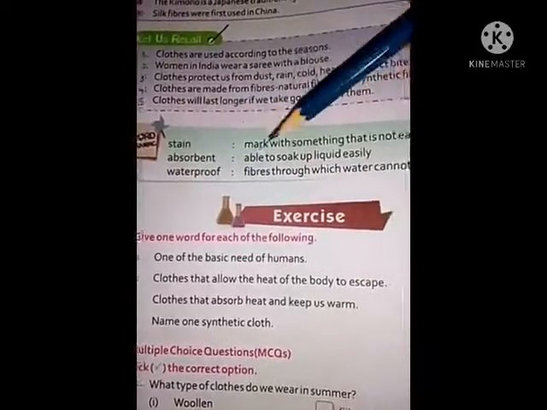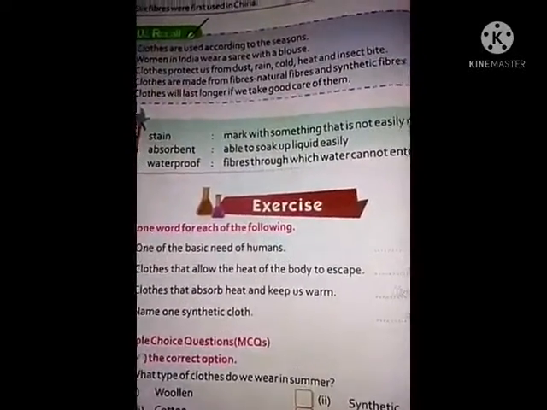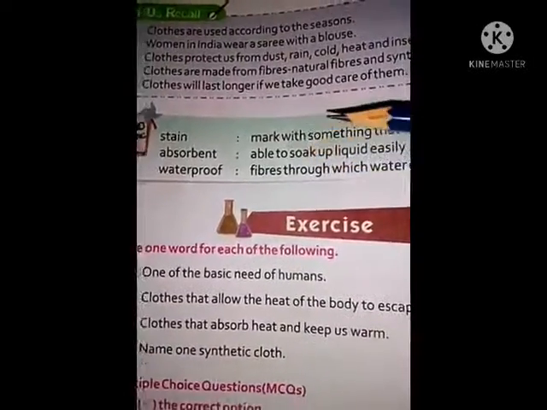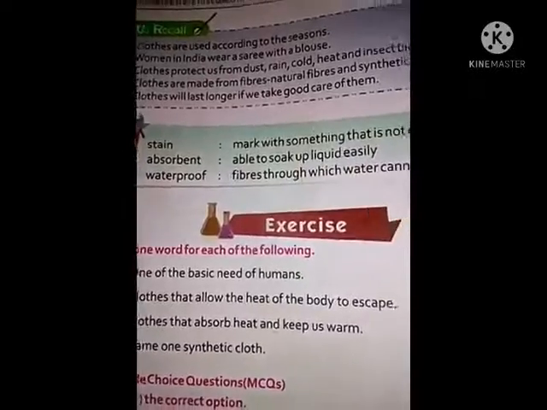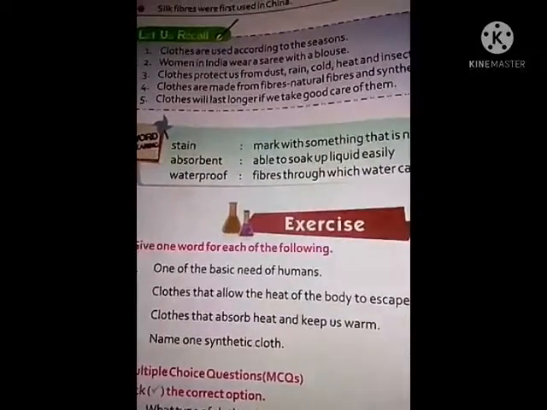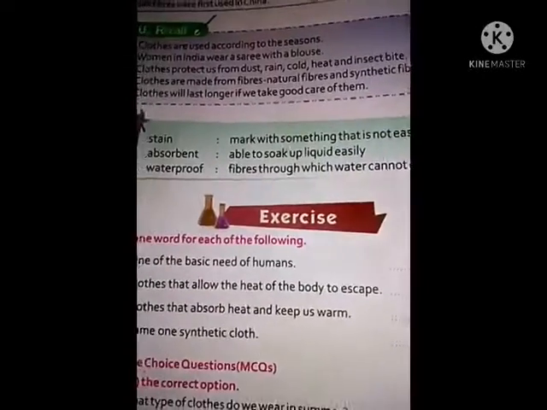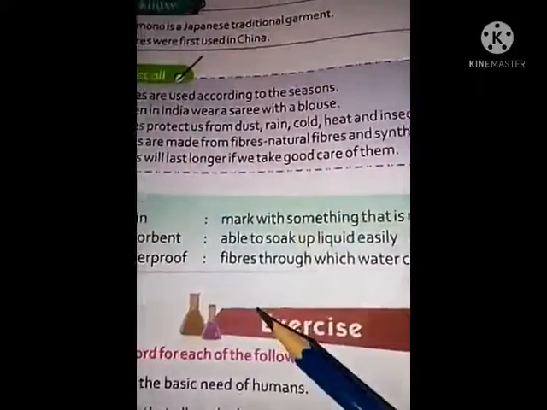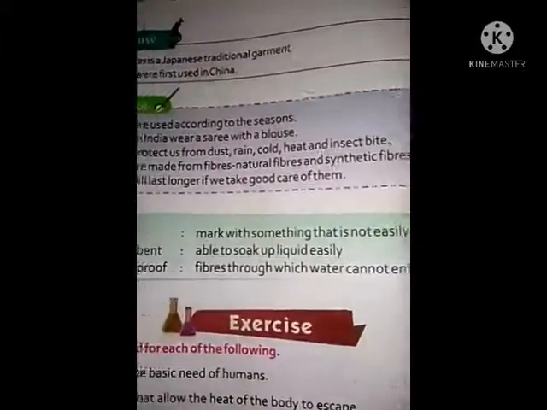Word meanings. Stain: a mark made by something that is not easily removed. Absorbent: able to soak up liquid easily. Waterproof: fibers through which water cannot enter.